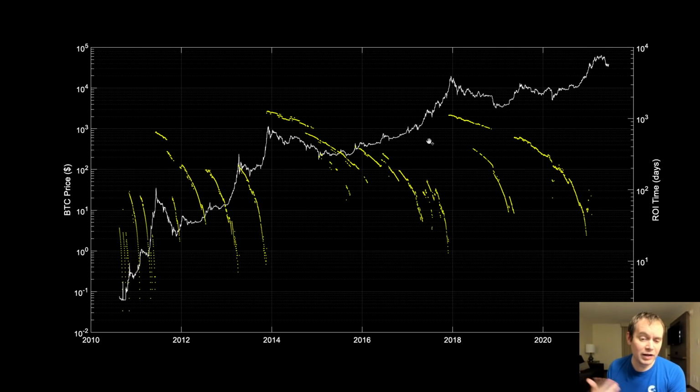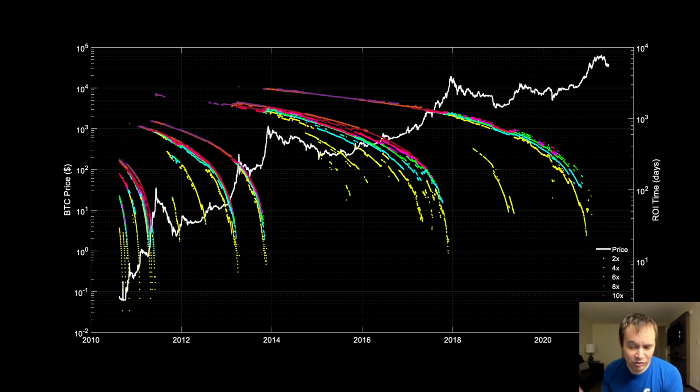Now, you might be interested, what does it look like for other types of ROI bands? What about more than 2x? Because most people who are in Bitcoin aren't going to get out of bed for a 2x return on their investment. This one shows 2x, 4x, 6x, 8x, 10x, 20x, 50x, and 100x.